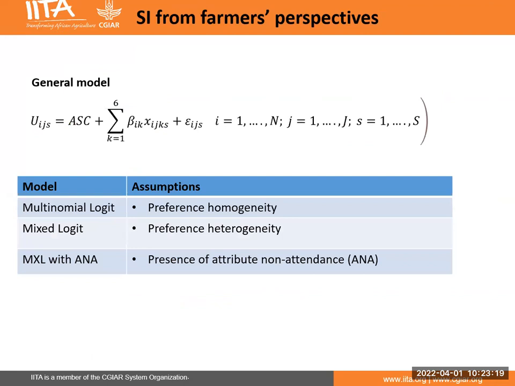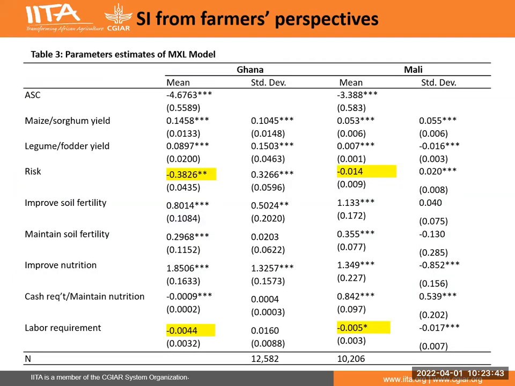We used different econometric models, including the basic multinomial logit and mixed logit. We also used mixed logit controlling for attribute non-attendance. As a robustness check, we also used the latent class model. So this is the result that we found in Ghana and Mali. As you can see, the alternative specific constant is negative and highly significant, which indicates that farmers are interested in changing their current practices in favor of more sustainable maize and sorghum production practices.